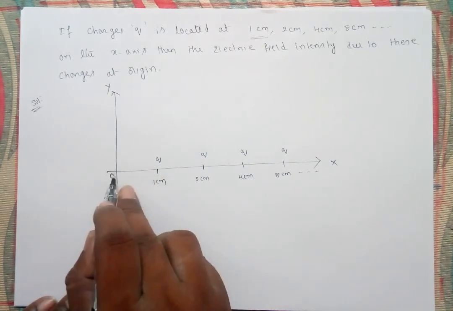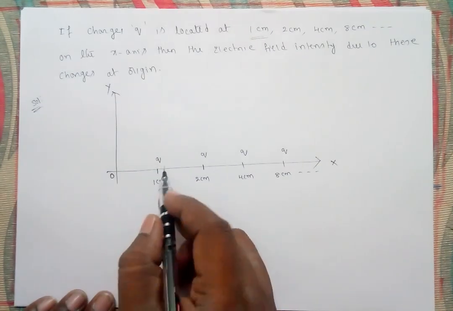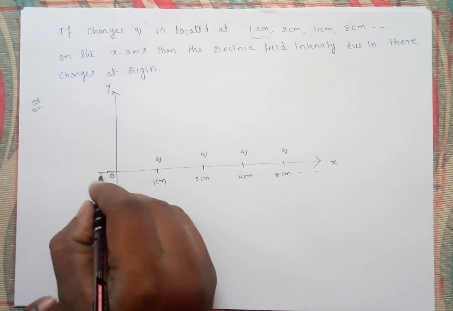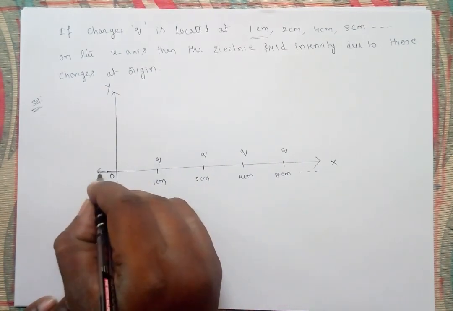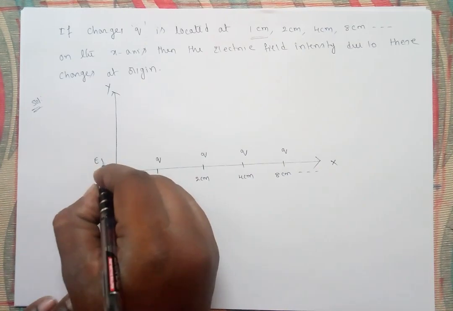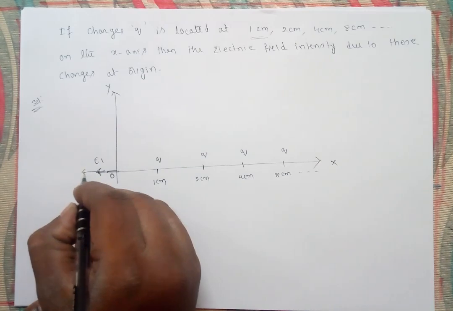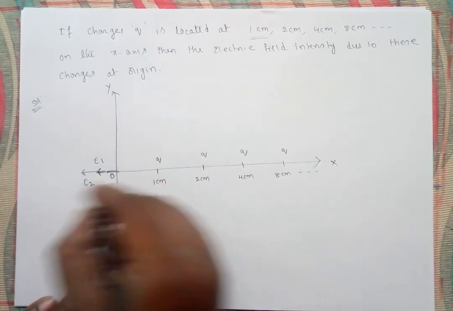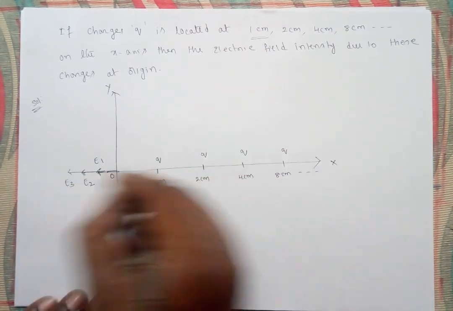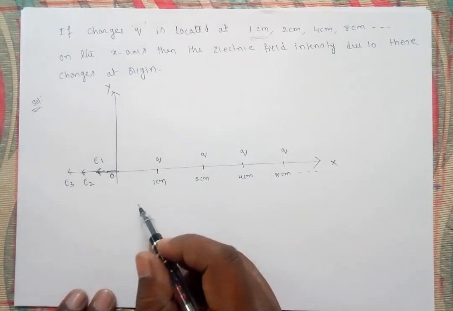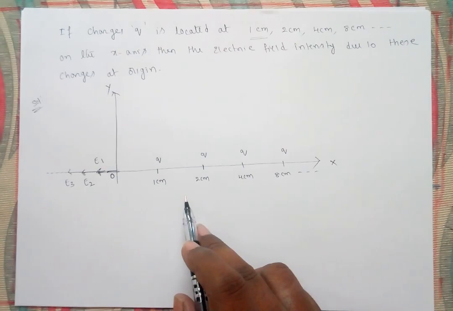Then every charge produces an electric field at the origin. The charge at 1 centimeter produces an electric field intensity that is away from it, because it is a positive charge. Electric field intensity away from it, that is E1. Similarly, the charge at 2 centimeters also produces an electric field intensity, that is E2, away from it. Like that, the electric field intensities due to these charges are all in the same direction. Then we can say the resultant electric field intensity is the summation of all these electric field intensities.